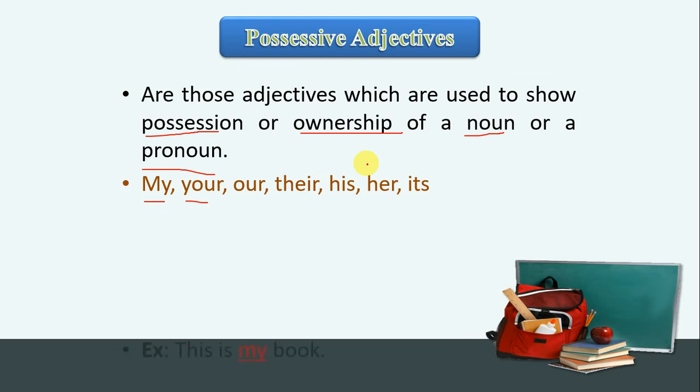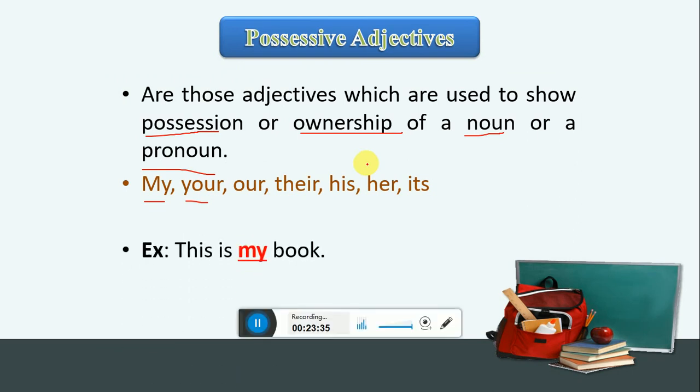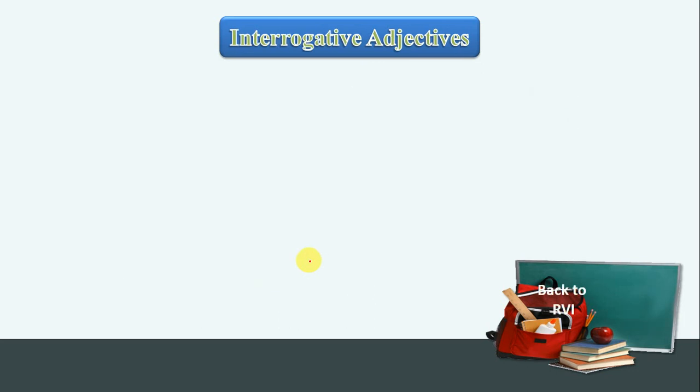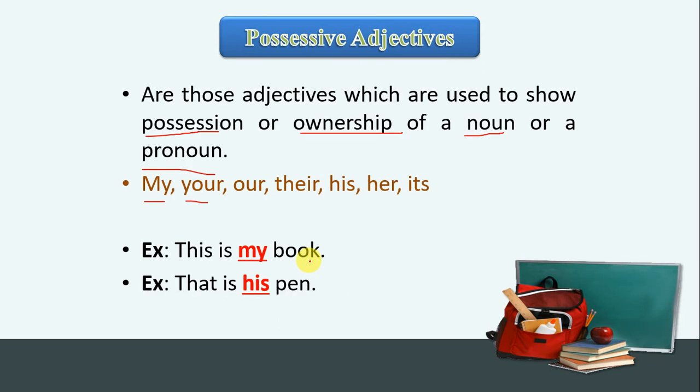Now you can come up with many other examples. You see here, this is my book, right? So it shows position of this book, and here you have that's his pen. It shows again a position, right? So dear students, this was our today's lecture.